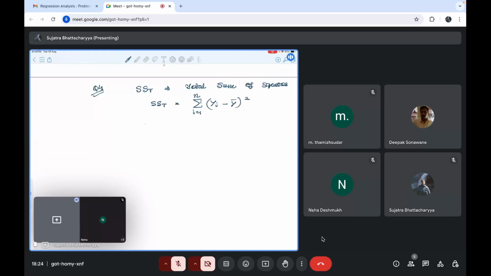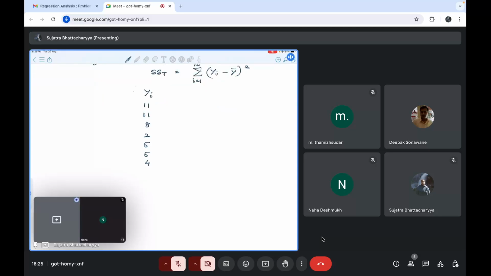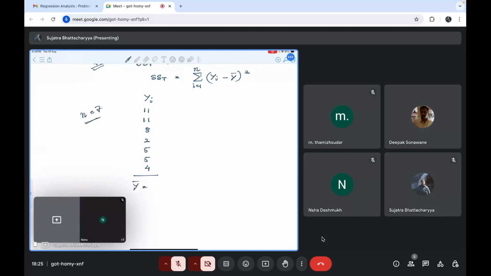So we know what the yi are. It is given in the question. So it is 11, 11, 8, 2, 5, 5, and 4. Right? So what is y bar? You add all of them and divide by 7, because n is equal to 7 here. So y bar will come out to be 6.57.